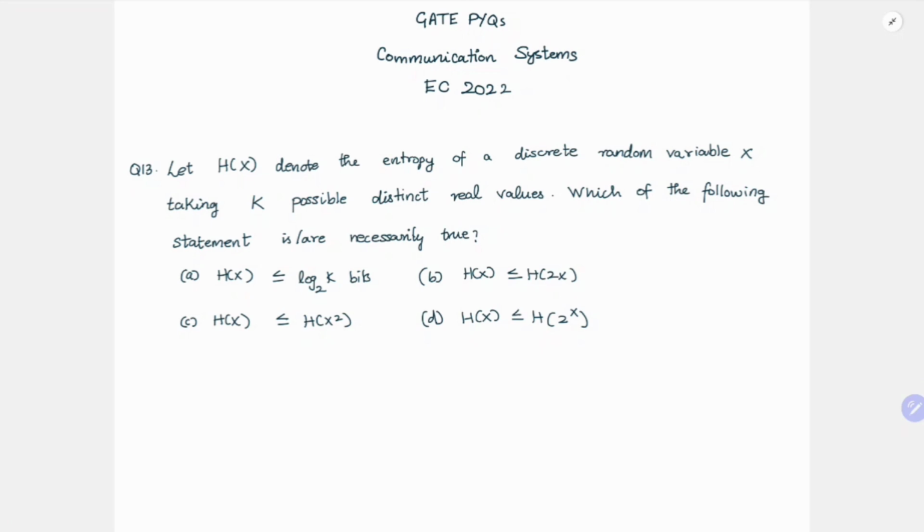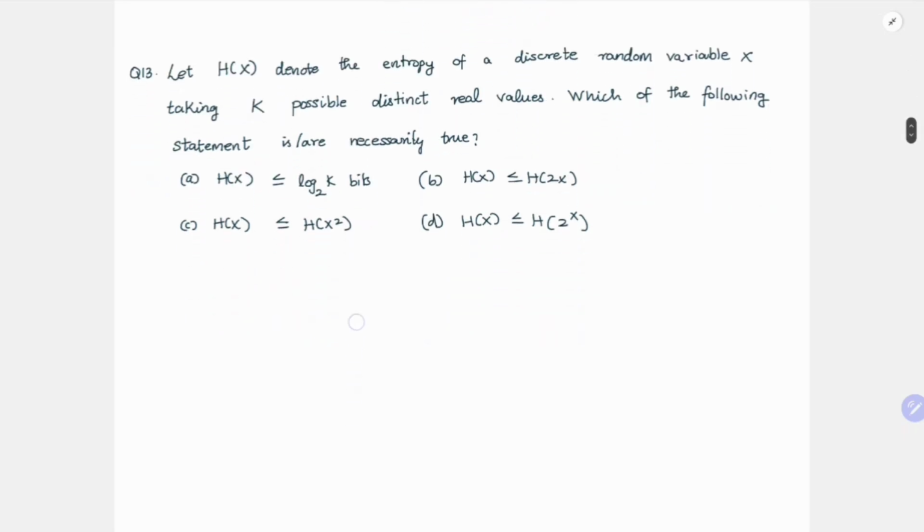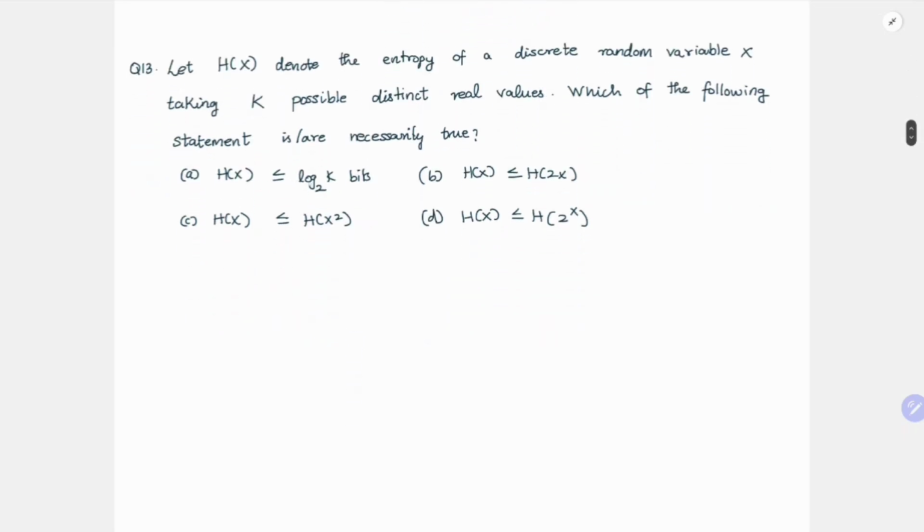Let H(X) denote the entropy of a discrete random variable X, taking K possible distinct real values. Which of the following statements is necessarily true? H(X) is less than or equal to log2 K bits. H(X) is less than or equal to H(2X). H(X) is less than or equal to H(X squared). And H(X) is less than or equal to H(2 power X).